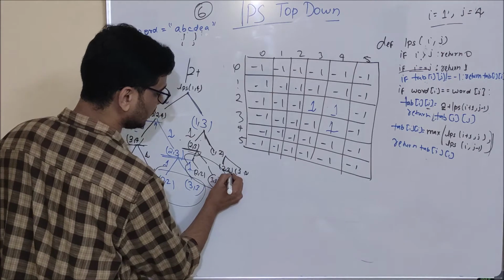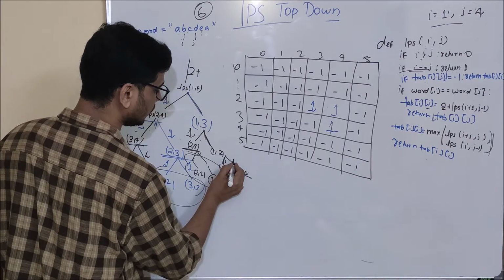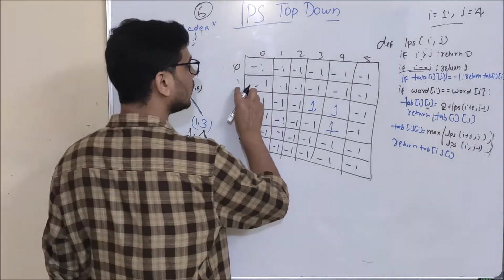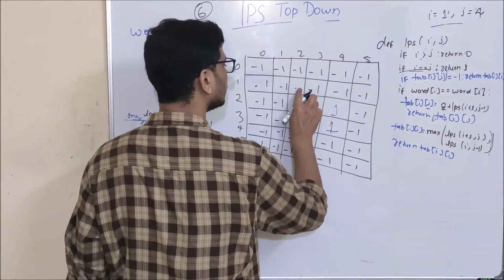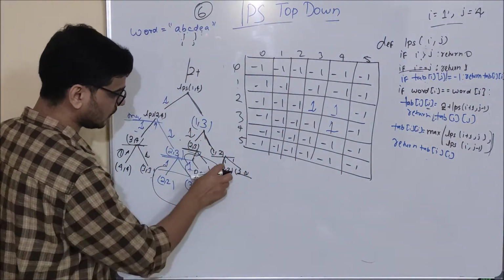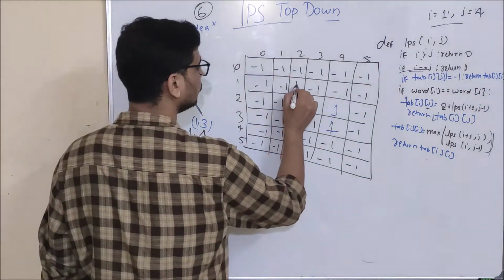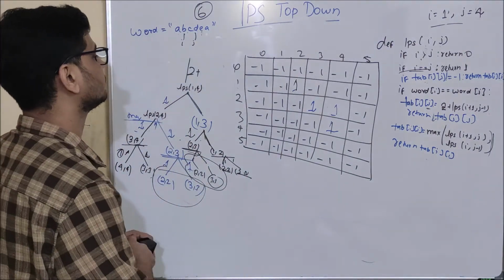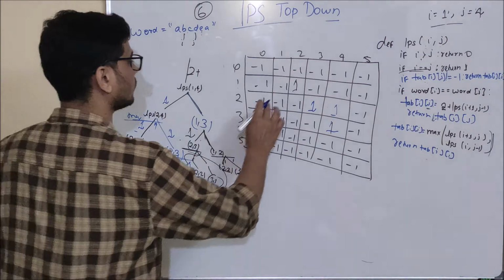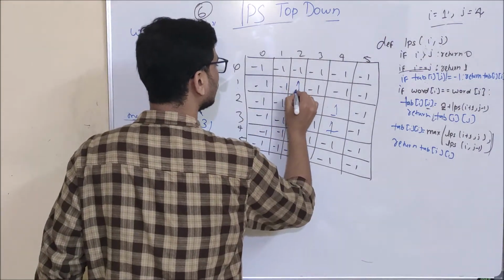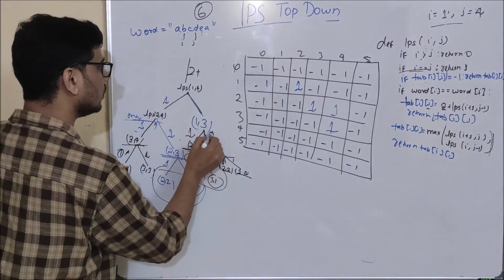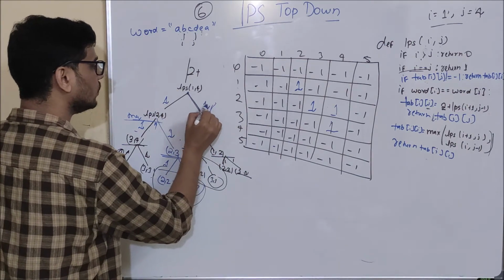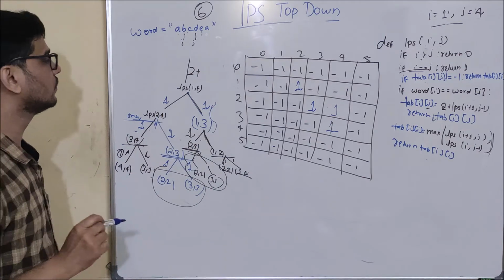So 2 comma 2 will return 1, 1 comma 1 will return 1, and 1 comma 2, what will it do? First of all it will update the table. And what will it update in the table? The max of these two values. So it will update 1 here. It will update 1 here. Now what will it do? It will return 1 to its calling function, that is LPS of 1 comma 4.